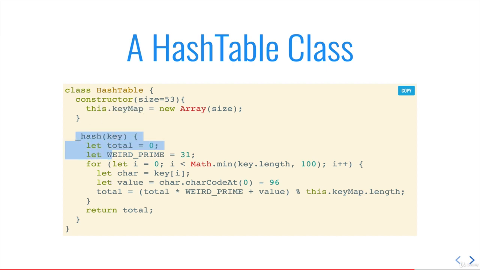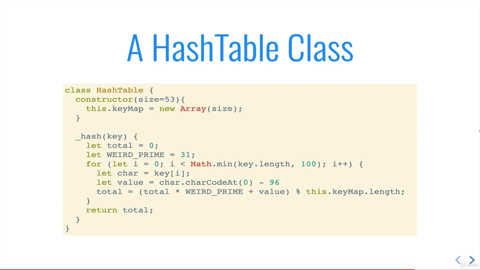Then I just copied over the hash function. I changed it slightly because now we don't have to pass in the size of the hash table because it's in a class, so we can access keyMap. And you can see here, we're modding by this.keyMap.length. So here's the hash function. We will be adding methods like set and get, which will then be calling _hash, passing in a key and getting a value.